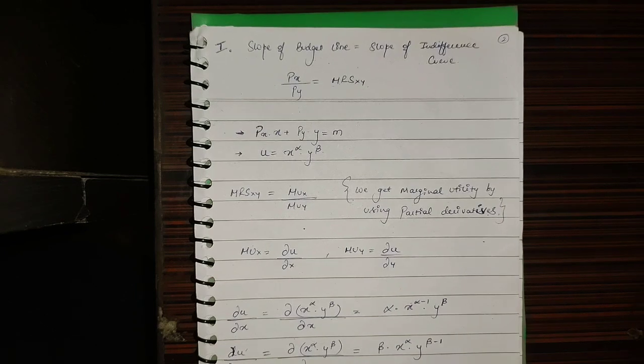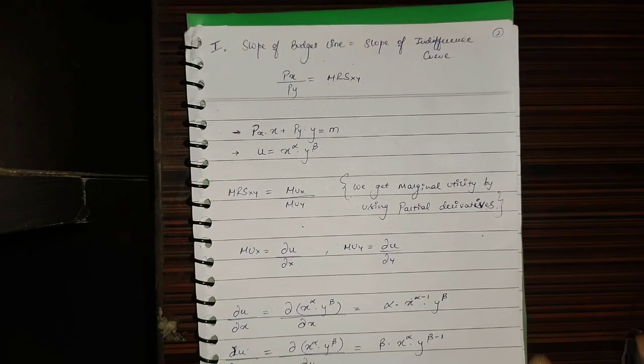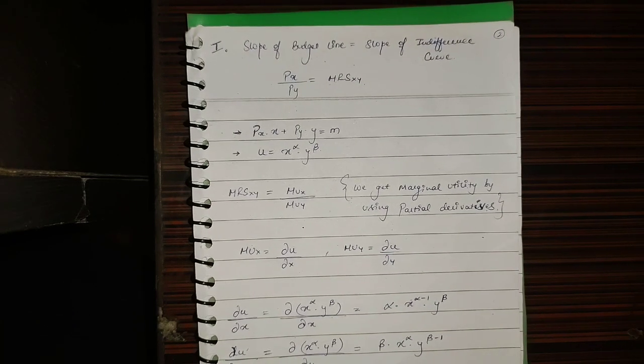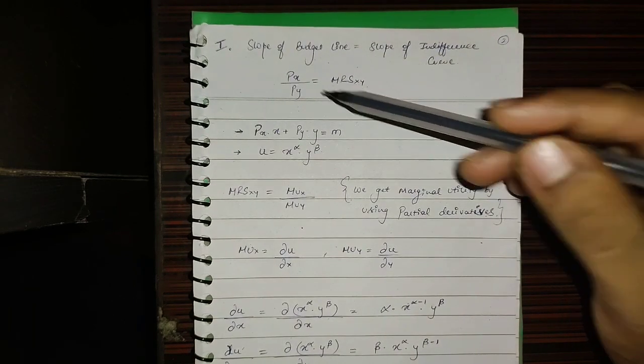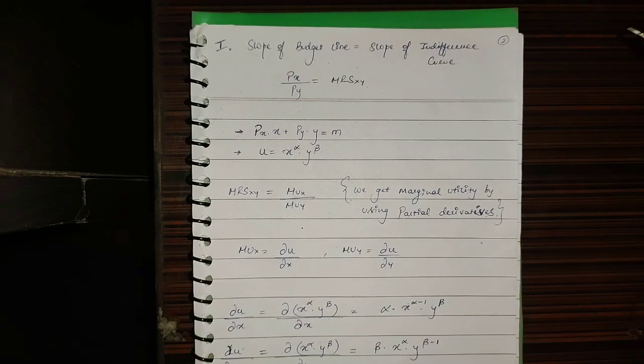So when we equate the slope of the budget line and the slope of the indifference curve, we know that the slope of the budget line is the price ratio, Px by Py, and the slope of the indifference curve is MRSxy, the marginal rate of substitution. The marginal rate of substitution shows how the consumer substitutes one good for more of another.